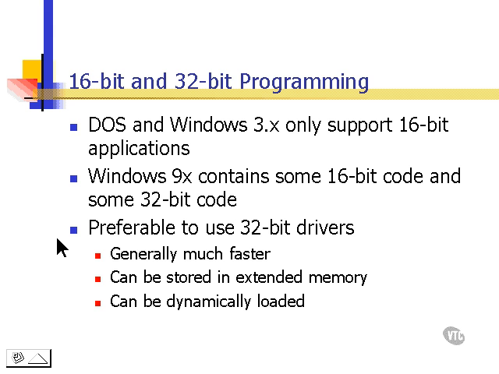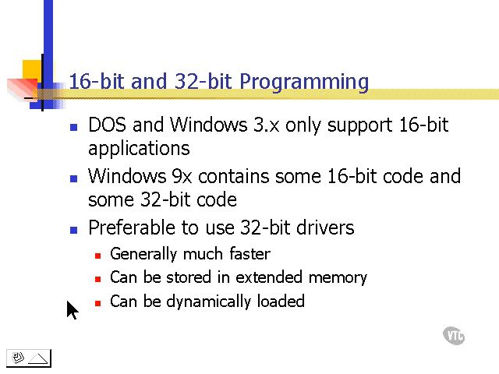But then when we get into the properties of binary numbers, once we understand a little bit more about that, which we'll talk a little bit more about when we talk about communication, then you'll understand that 32-bit is tremendously faster than 16-bit. It can be stored in extended memory, and it can be dynamically loaded.